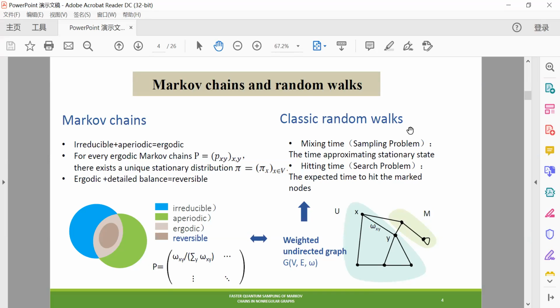There are two important properties we often consider. One is mixing time. It belongs to the sampling problem. Mixing time means the time to approximate the stationary state. Another is hitting time. It belongs to the search problem. Hitting time means the expected time to hit the marked nodes.